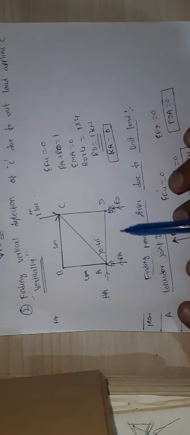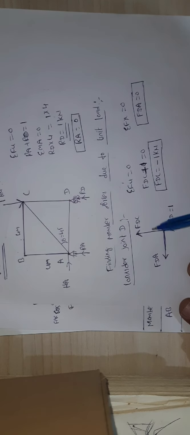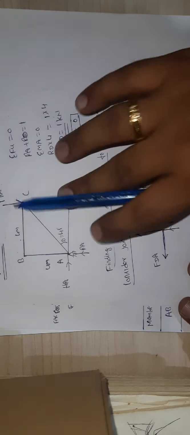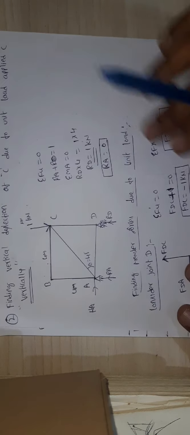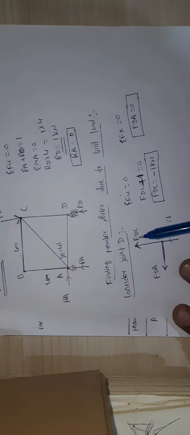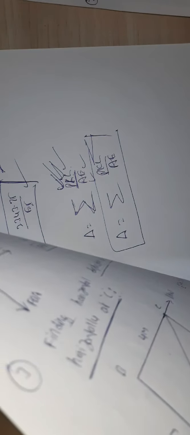Now the same steps you need to repeat. You need to find the support reactions. Then consider each joint and find the forces in each member. What we did earlier for the force due to external load, the same thing you repeat once again. Then by considering different joints, I calculated the forces in each member.